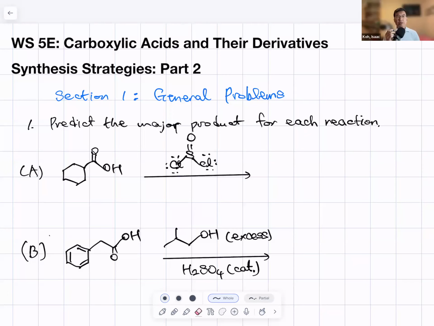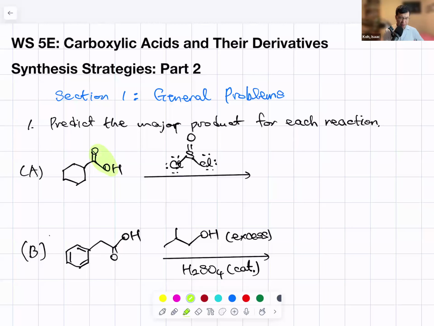Now let's think about part 2 of synthetic strategies. We have studied the chemical reactions of carboxylic acids and their derivatives, and it is time to put all those pieces together and figure out multiple synthetic steps. First, predict the major product for each reaction. We have a six-member ring structure and the functional group is carboxylic acid.